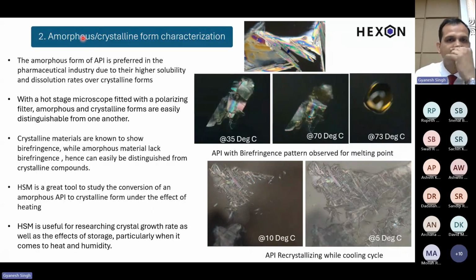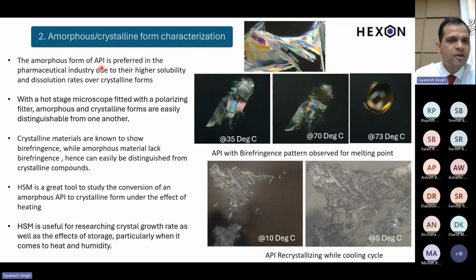amorphous and crystalline form characterization. So this is an image which is basically crystal. You can easily see a birefringence pattern. This sample was heated, it is an API sample, and when we cooled it, it formed a rod shape, and we can see a color birefringence pattern. Same way here also and here also.